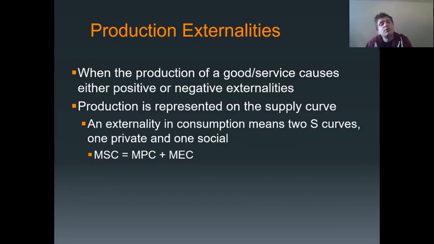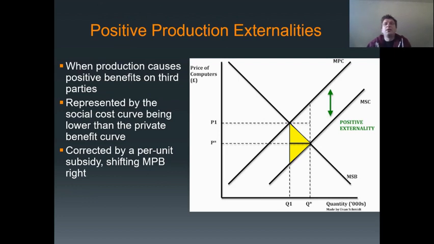So the marginal external cost would be the cost to third parties. This is represented on two supply curves. So instead of two demand, we have two supply, both represented by cost. So there's marginal social cost and marginal private cost. So we're going to start with positive production externalities.